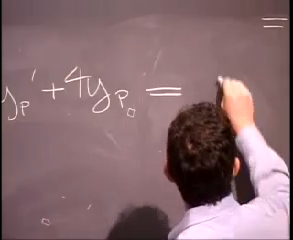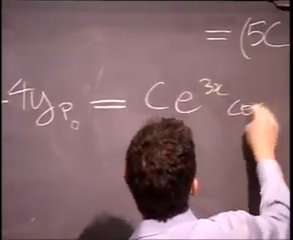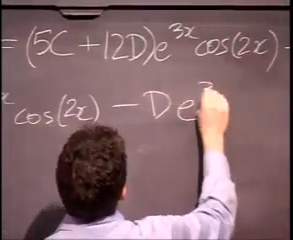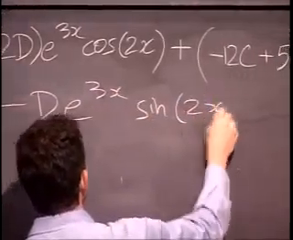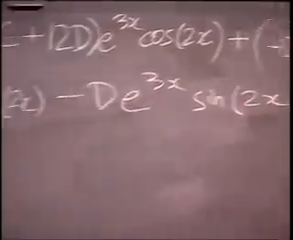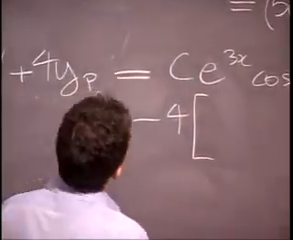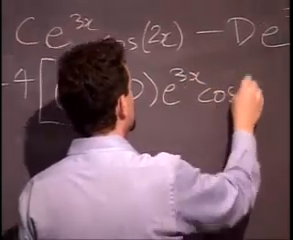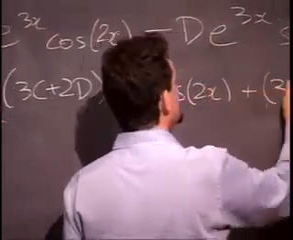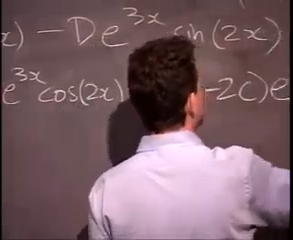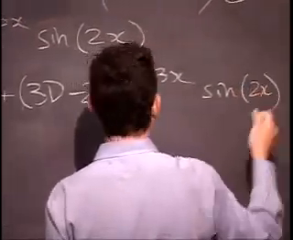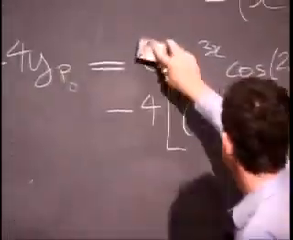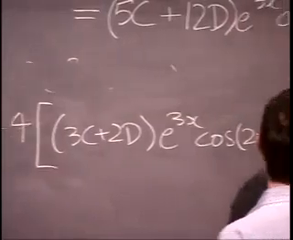Okay, so yp is c e to the 3x cosine 2x minus d e to the 3x sine 2x. You could get a sore neck from this. Okay, minus 4 times the derivative: 3c plus 2d e to the 3x cosine 2x plus 3d minus 2c e to the 3x sine 2x. What the hell? I've got this wrong. The top line is supposed to be the second derivative.